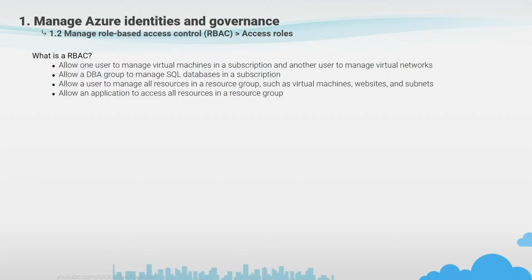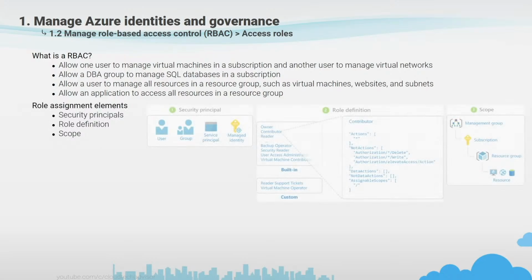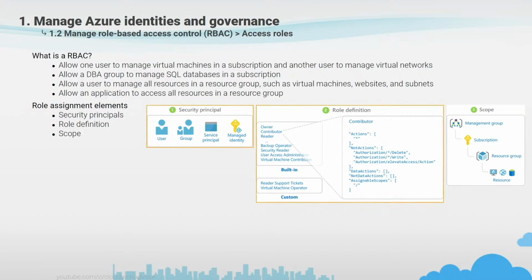The way you control access to resource using role-based access control is to create a role assignment. A role assignment consists of 3 elements: security principle, role definition, and scope. A security principle is an object that represents a user, a group, a service principle, or managed identity that is requesting access to Azure resources. When we say user or groups, we refer to the object in Azure Active Directory.